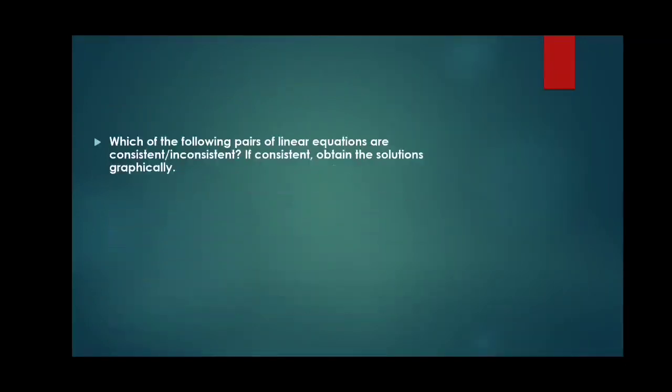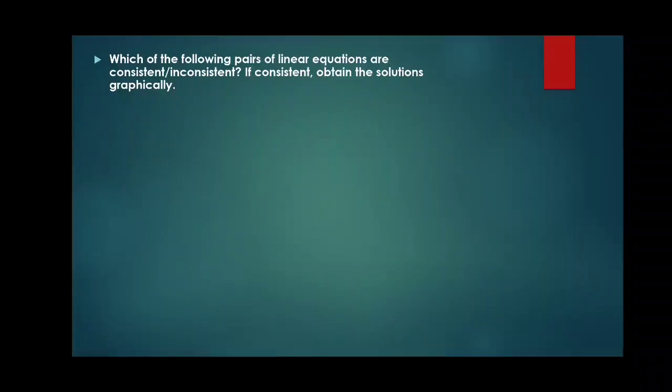Moving on, this is the fourth question. The second and third are to be solved by you. Which of the following pairs of linear equations are consistent or inconsistent? Here they have not told us to determine whether they are consistent or inconsistent graphically. So we are going to use the conditions that we have, using the coefficients and their ratios. We will determine whether the given equations are consistent or inconsistent.